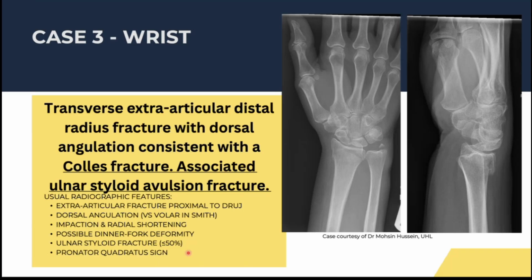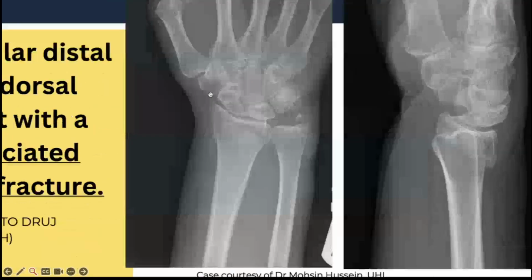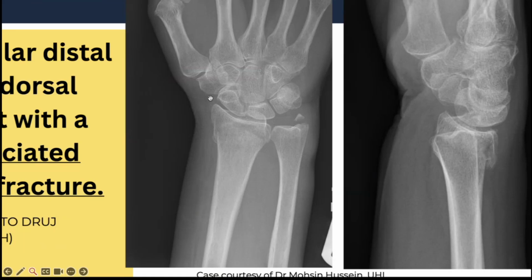And they'll have a pronator quadratus sign, which if I was to zoom in a little bit here, you see this lucent line here, the pronator quadratus sits in this region here. So again, like what we were talking about before with the elbow and bleeding into that joint, what happens is that it pushes this quadratus forward and then it causes that line there. It's also known as the McEwen sign. And it can be an indirect sign of distal forearm trauma. And yeah, it relies on the displacement of that fat pad, which lies superficial to that pronator quadratus muscle.